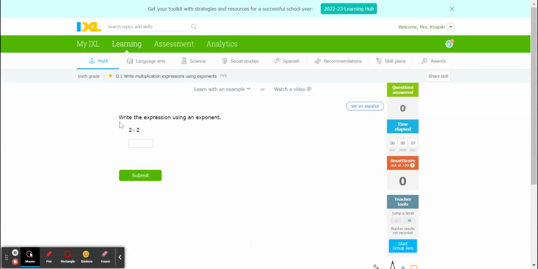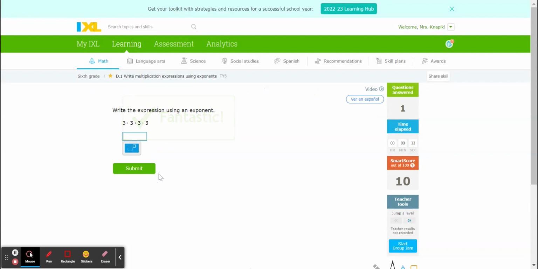So you are going to write what this expression is when you're using an exponent. So we have 2 times 2. Well, we're going to know a couple things. First, we got to think, what is our base? What is our number that's being multiplied? 2, right? How many 2s are there that are being multiplied? That's where our exponent comes in. Well, there are 2 2s. So 2 times 2 is equivalent to 2 to the second power. That's a relatively easy one.